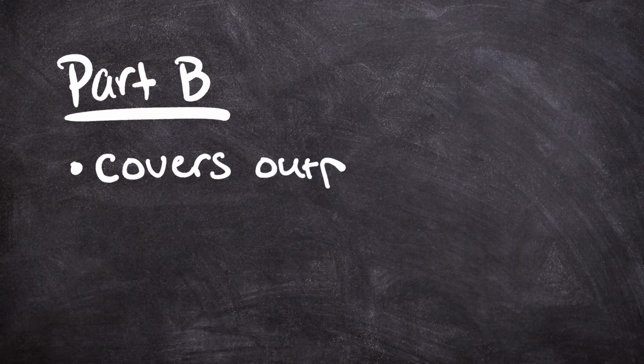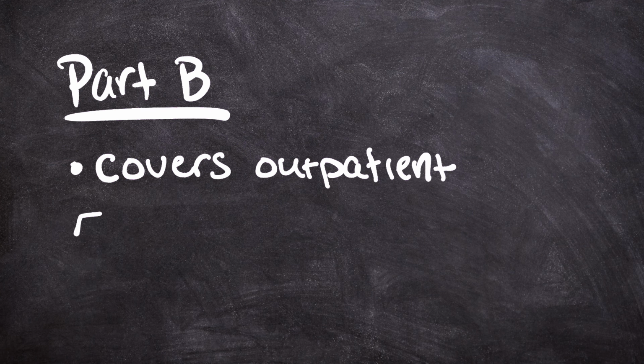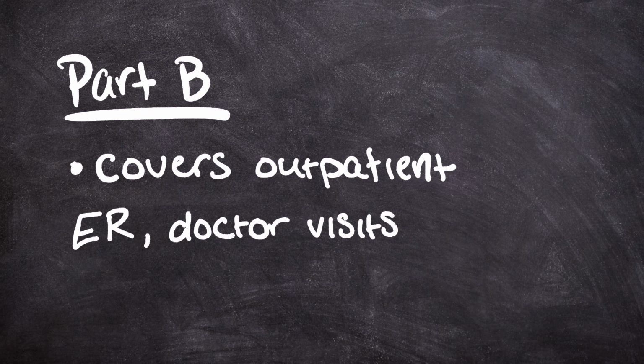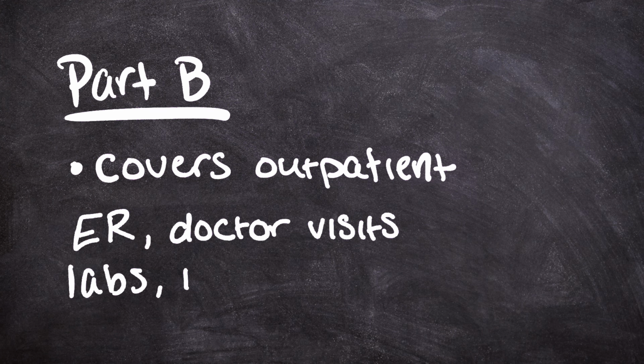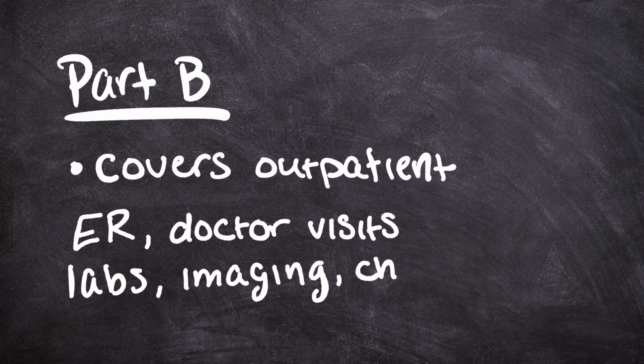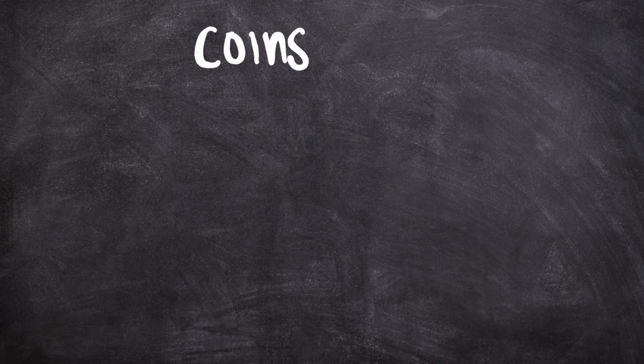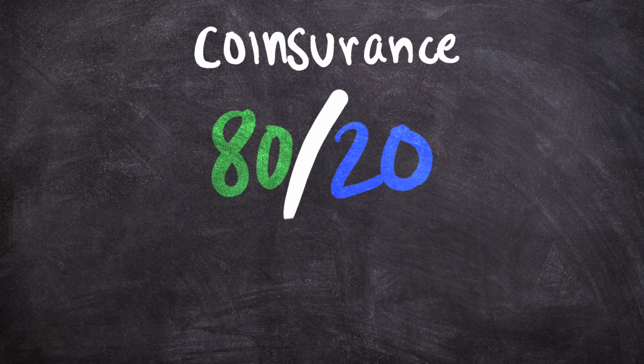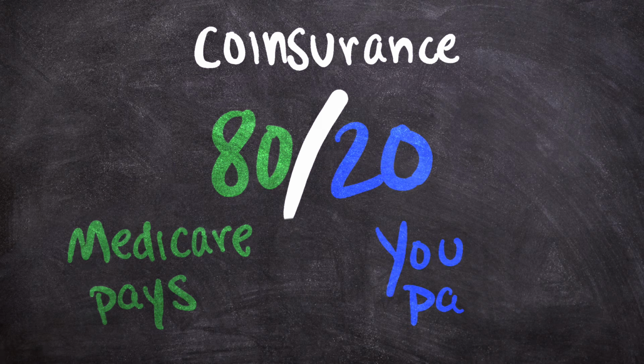Let's talk about the other side of Original Medicare, which is Part B. Part B is outpatient services. So this is everything from the ER to doctor visits, specialist visits, lab work, imaging, chemotherapy, any type of immunotherapy that you may get, things like that outside of the hospital. With that, you have a $257 deductible. This deductible, once it is hit, then goes to coinsurance. Coinsurance is 80-20. Medicare will pay 80%, you'll pay 20%.